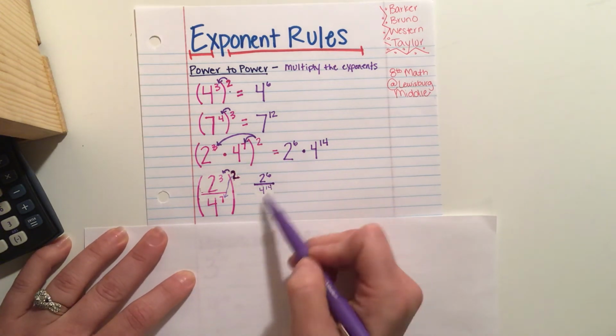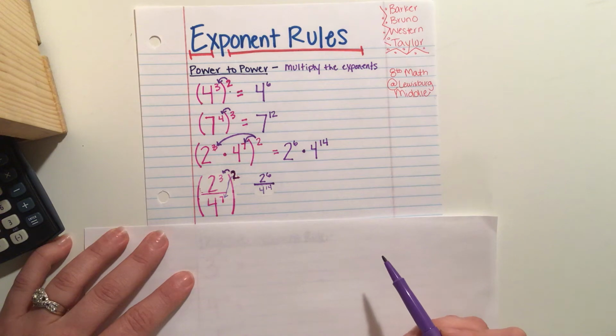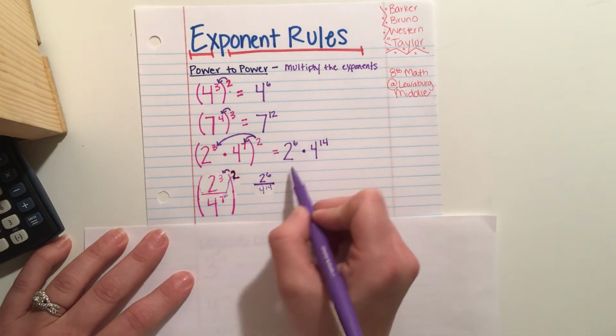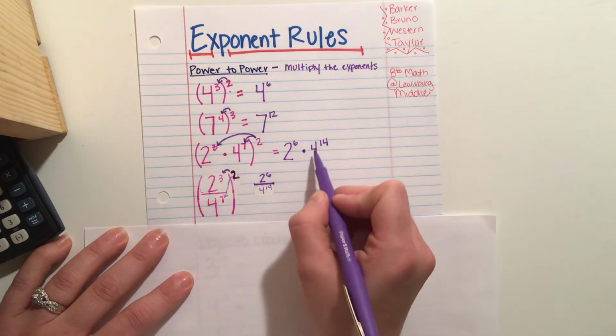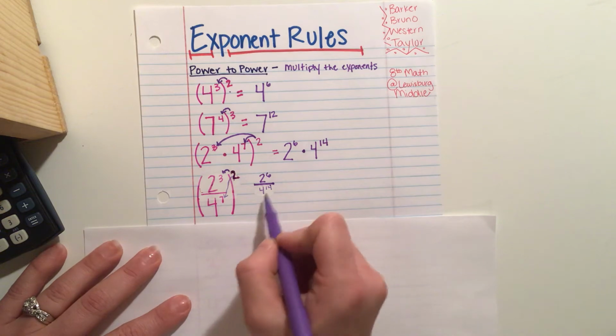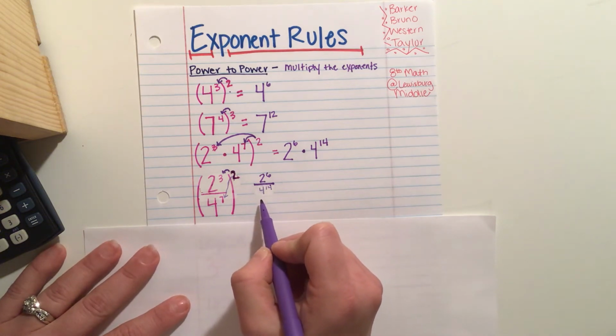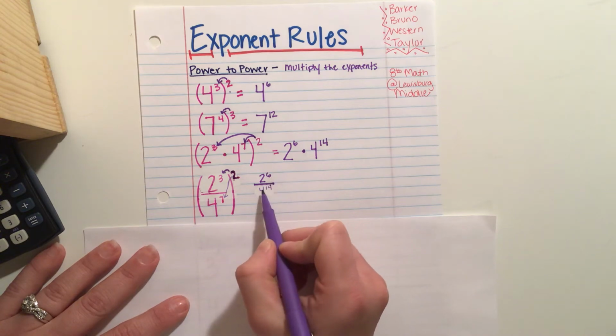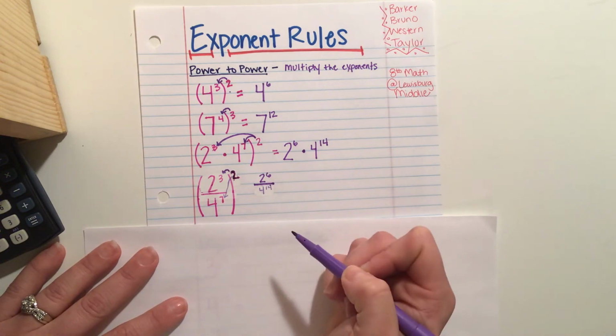Then you would work these individual problems out because they are not the same base. You would then have to say 2 to the 6th, figure it out in your calculator, times 4 to the 14th, figure it out in your calculator. Same with this division problem here. Because they are not the same bases, to find the final answer, 2 to the 6th, find that answer, divided by 4 to the 14th.